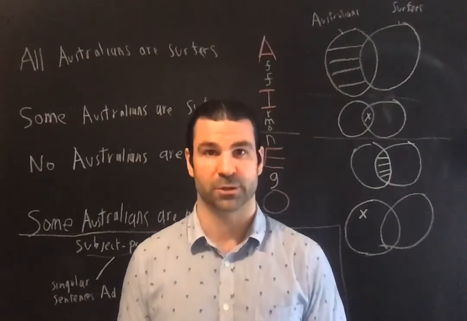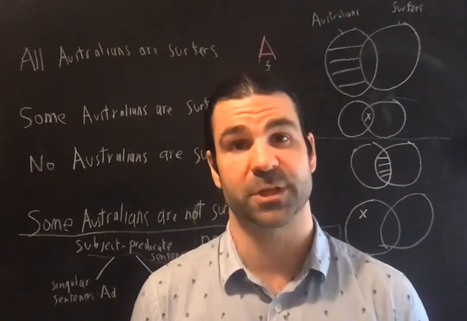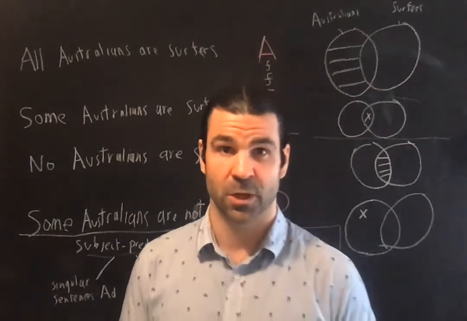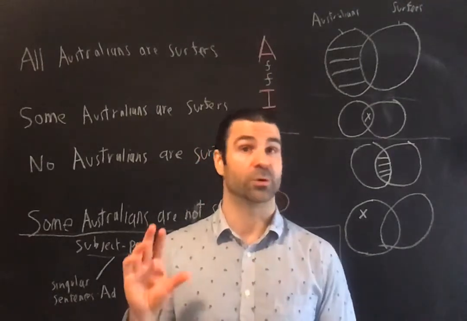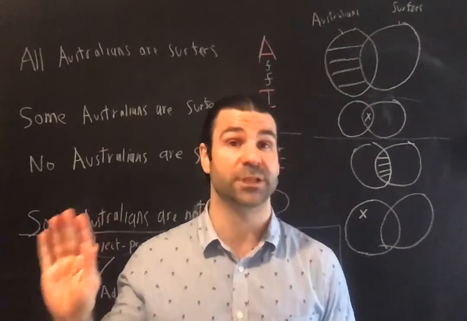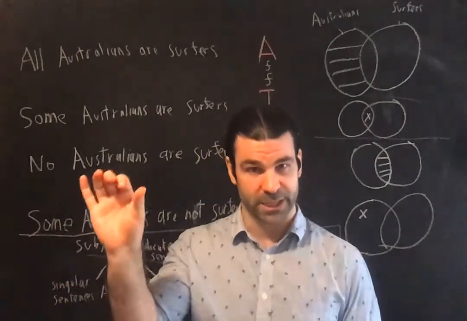Unit 12, Part 2. So we have two kinds of subject-predicate sentence. When the subject is an individual referred to by a name, we have a singular sentence. Example, Dan is Australian.